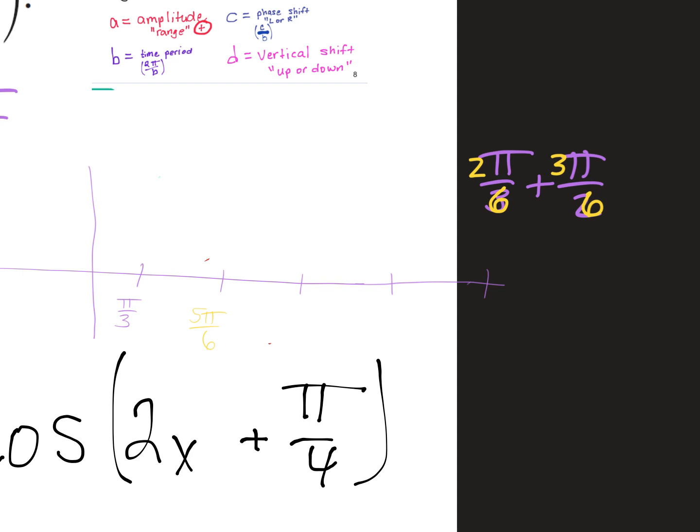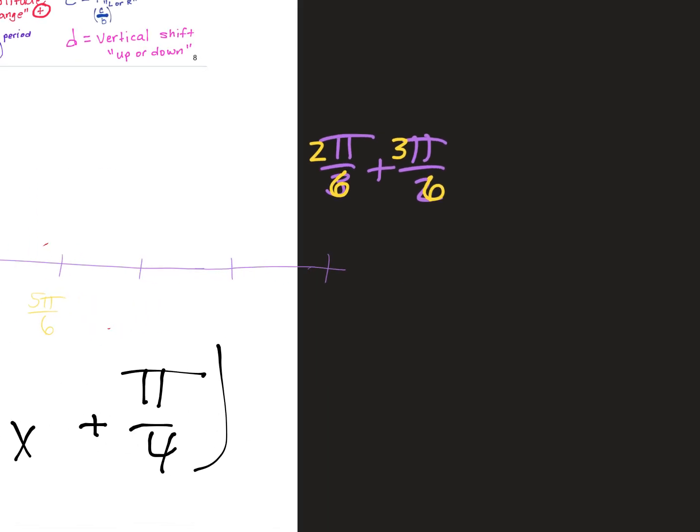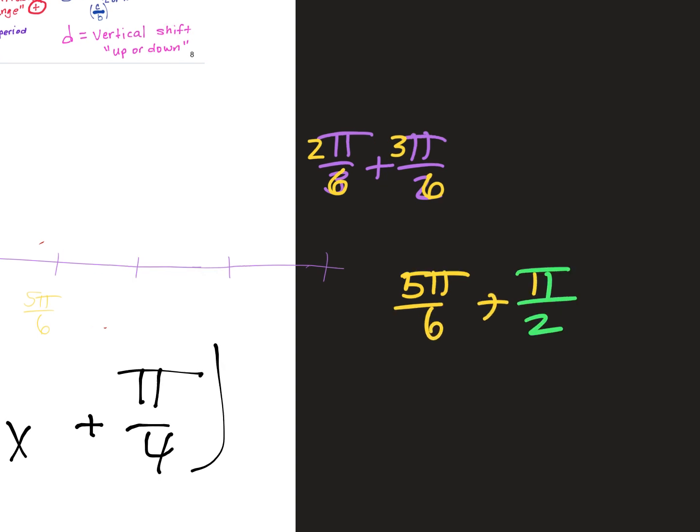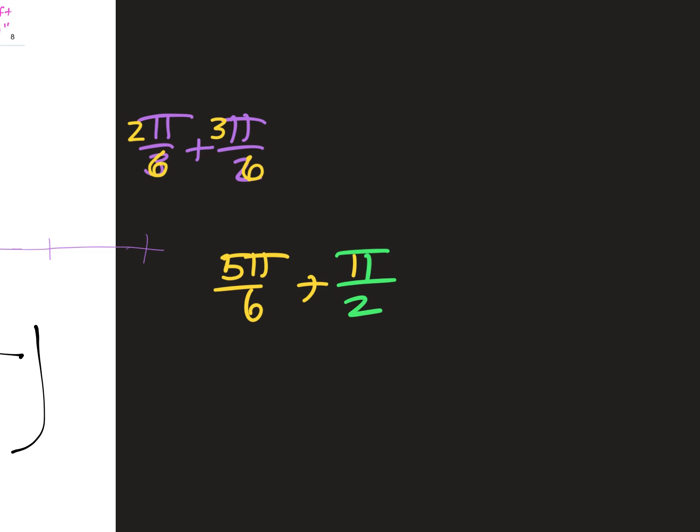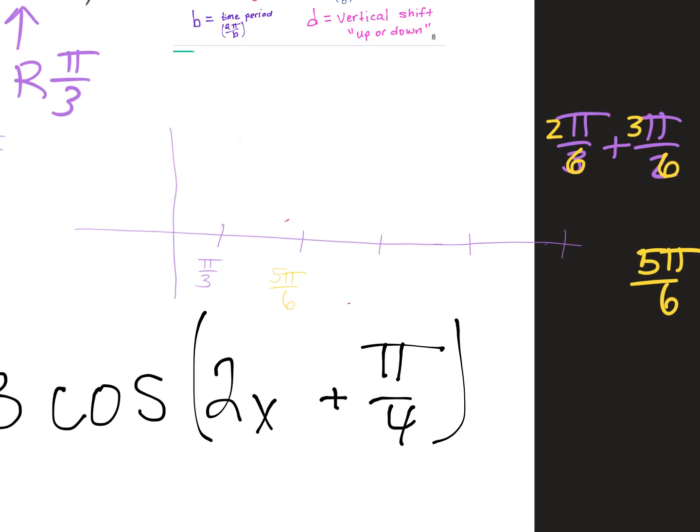Now how do you find the next one? You have to take 5 pi over 6, and you're going to add pi over 2, right? So then this becomes a 6. Then this becomes a 3. So I get what? 8 pi over 6. Well, that's not what we really should put. What should we put? 4 pi over 3, because it's simplified. So my next tick mark is 4 pi over 3.